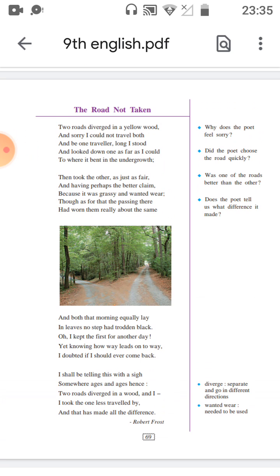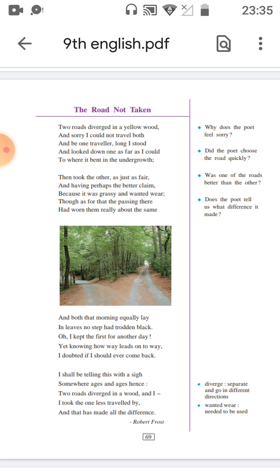Okay students, let's see now our poem, what is being told here by our poet Robert Frost. Two roads diverged in a yellow wood, and sorry I couldn't travel both. Here the poet tells us about when he came across two roads, and that two roads diverged in a wood.